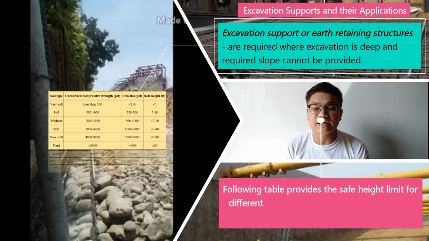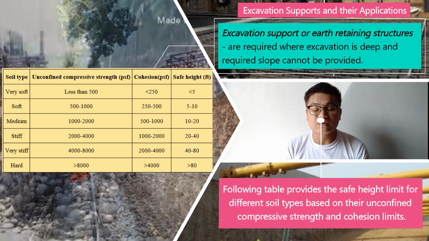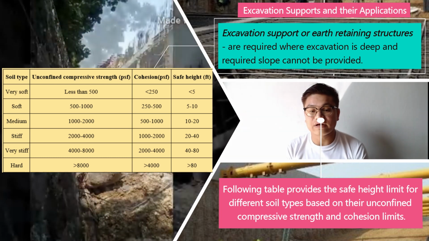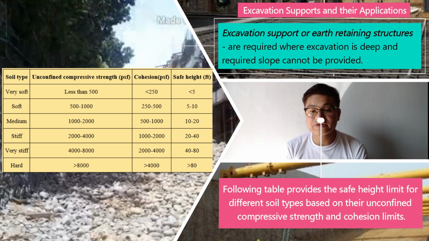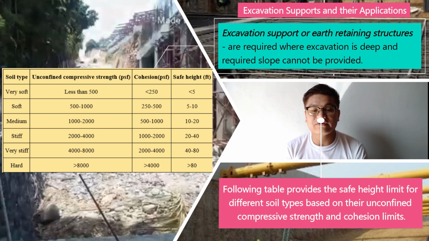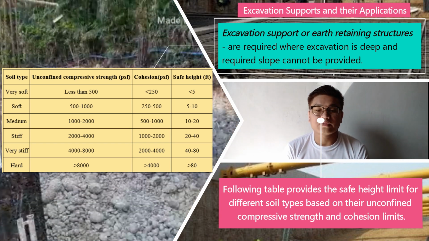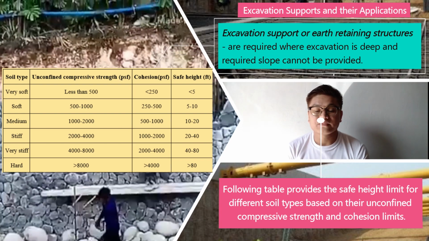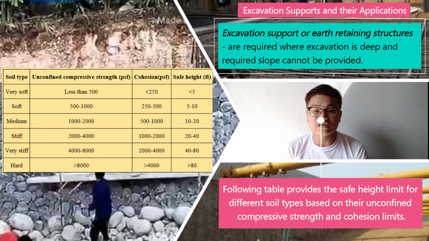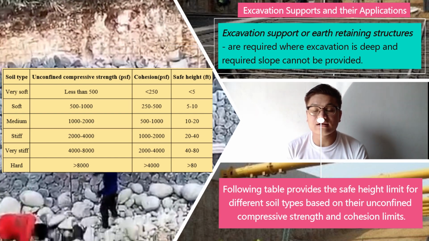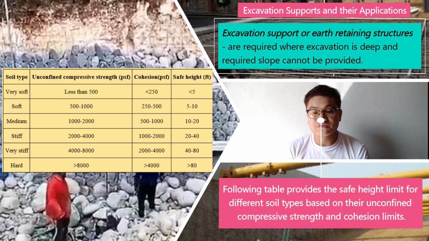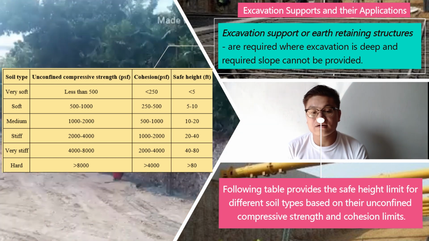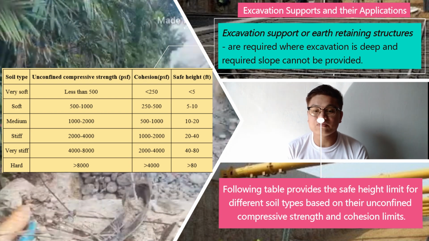The following table provides the safe height limit for different soil types based on their unconfined compressive strength and cohesion limits. So we have soil type, unconfined compressive strength, cohesion, safe height. For very soft soil, the compressive strength is less than 500, cohesion less than 250, and safe height less than 5. For soft soil, compressive strength is 500 to 1000, cohesion 250 to 500, and safe height 5 to 10 feet. For medium, stiff, very stiff and hard, look at the screen.